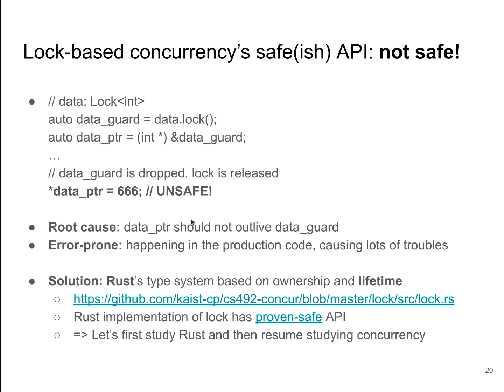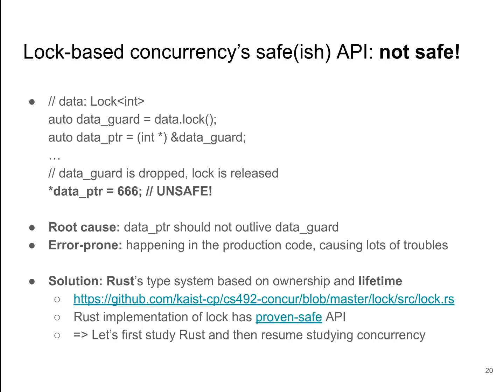So as I said, the root cause here is that this pointer to data is leaked after the guard is destructed and the lock is released. So data_ptr is leaked here after the guard is dropped, and that's the root cause. Conversely, we have to mandate that the data pointer should not outlive the lifetime of this data guard. When the data guard is dropped and the lock is released, the data pointer should no longer be used from then on. But it is being used, and the API actually allows that.